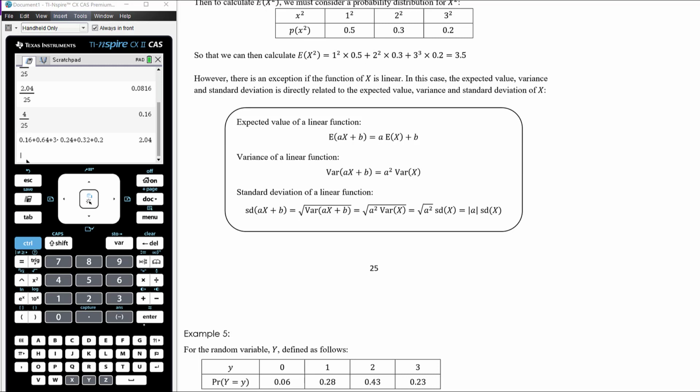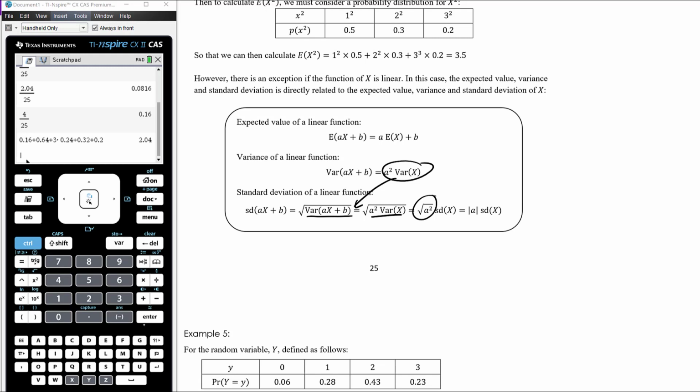Standard deviation of a linear function. We know that standard deviation is the square root of the variance. That means the standard deviation of ax plus b is the square root of the variance of ax plus b, and we know that the variance of ax plus b is a squared times the variance of x, and so then we've got the square root of a squared times the standard deviation.